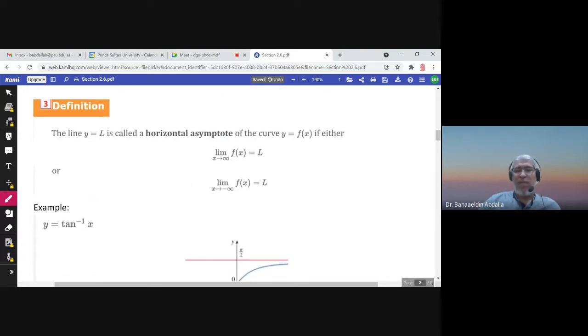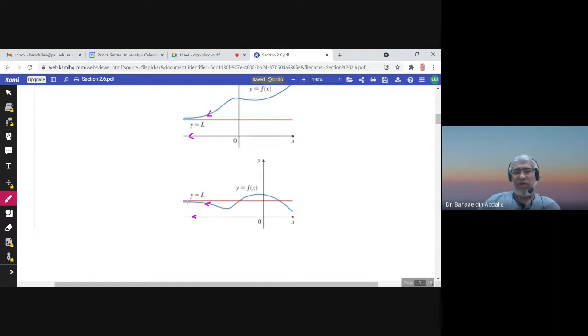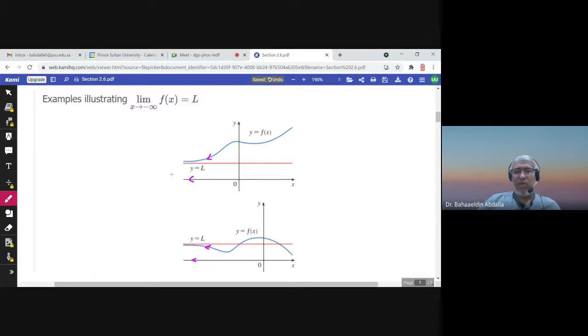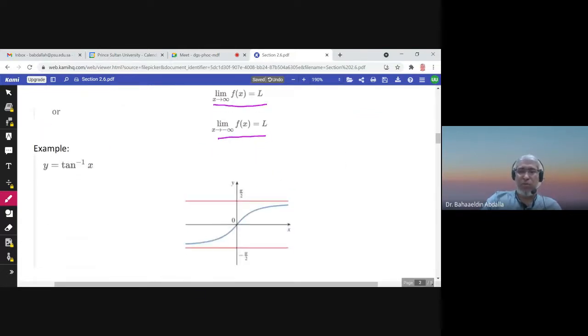Now, if the limit of f of x when x approaches infinity is L, or the limit when x approaches negative infinity of f of x is L, in either of these two cases, the line y equals L is called a horizontal asymptote of the curve. So in all of these curves, the line y equals capital L is a horizontal asymptote.